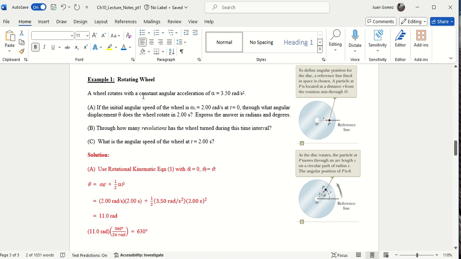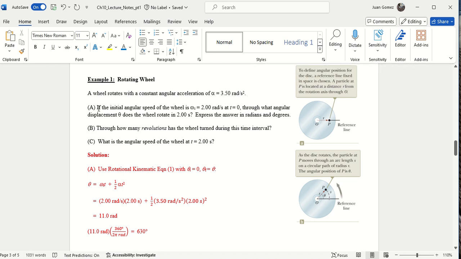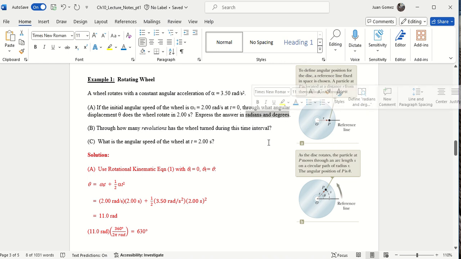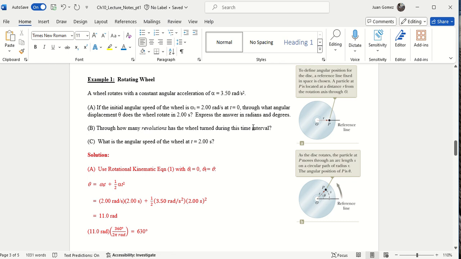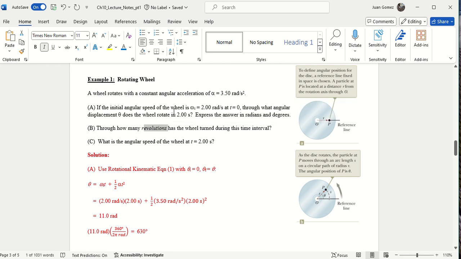So we have a rotating wheel, and its angular acceleration, alpha, is 3.50 rad per second squared. Part A, the initial angular speed of the wheel, omega initial, is 2 radians per second when t is 0. Through what angular displacement theta does the wheel rotate in 2 seconds? We want to express the answer in radians and degrees. Then in part B, during that same time interval of 2 seconds, how many revolutions has the wheel turned? And then at t equal to 2 seconds, what is the final angular speed?